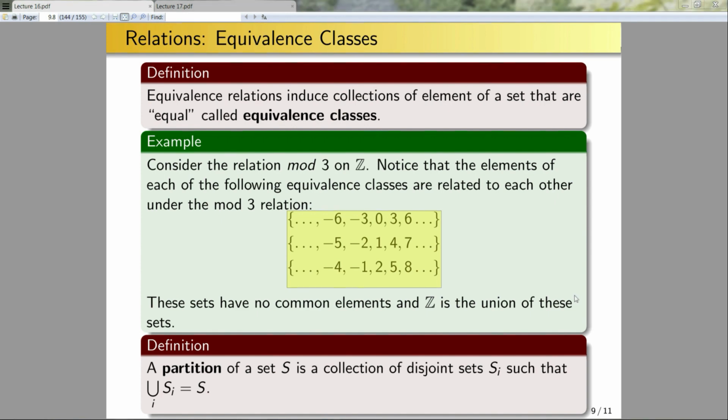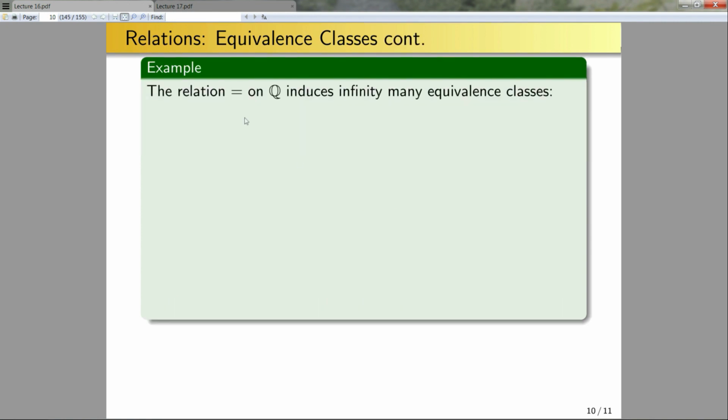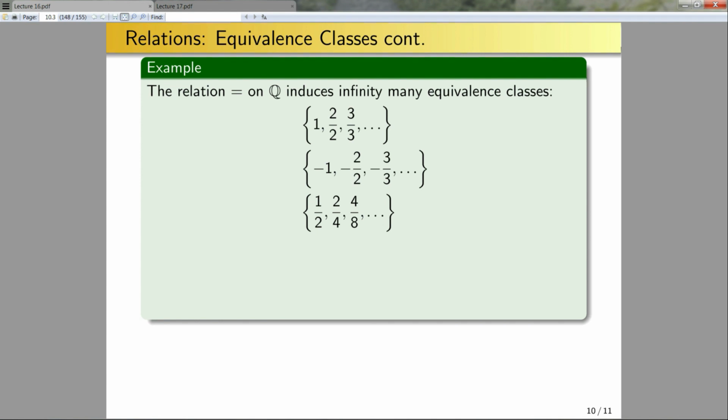So now we could ask, is this a fluke? Is this only something that's true for this operation? Well, let's look at another example. The relation equals on Q induces infinitely many equivalence classes. So explicitly, I have the class of 1, which is equal to 2 over 2, 3 over 3, etc. I have the class of, say, negative 1 that's equal to negative 2 over 2, negative 3 over 3. Here, the negative is in the top, not the bottom, because in Q, I'm restricting myself so that the denominator is always positive. Further, I have the class of 1/2, which contains elements like 2/4, 4/8, etc.